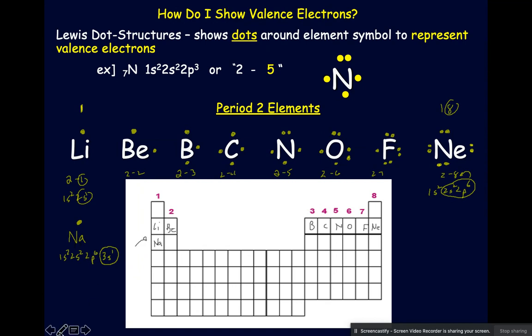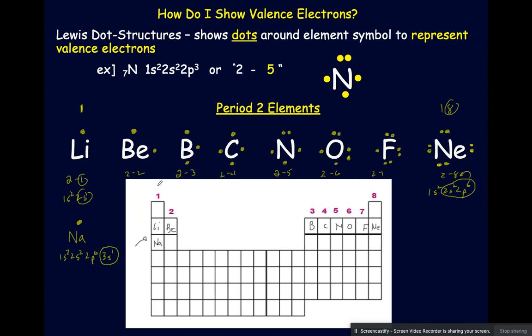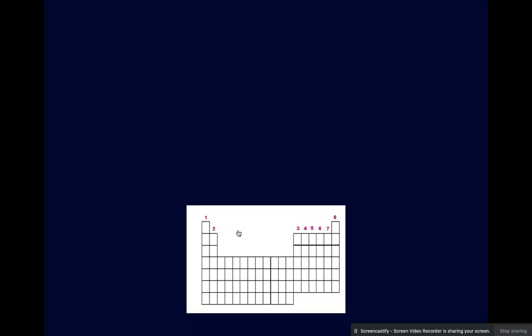So you could even think, when you do this, that the elements in this column will always be 1 dot. The elements in this column will always be 2 dots. The elements in this column will always have 3 dots, and so on, as you go across. So really important. Once you've got that, it's kind of easy because you're going to know how the elements react. So that would be dot structures.